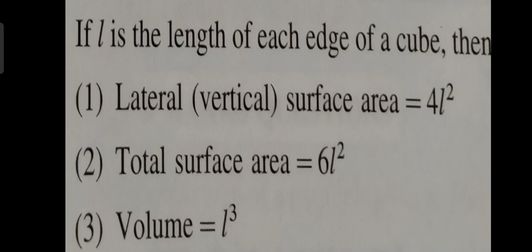Now we shall study about the cube. If length is denoted by letter l, and l is the length of each edge of a cube, then lateral, which is also known as vertical surface area, is equal to 4l square. Total surface area is 6l square, and volume of the cube is equal to l cube, that is l into l into l.